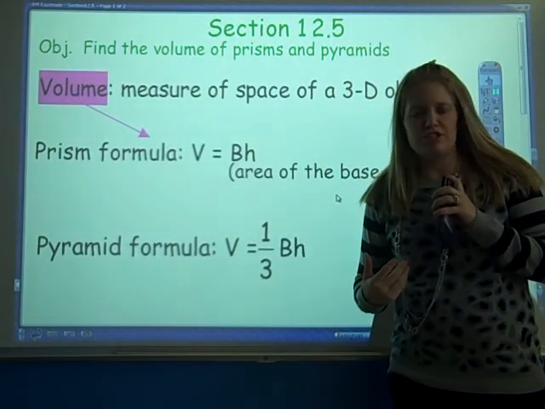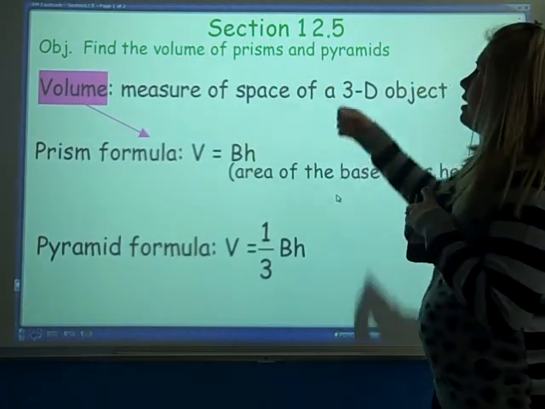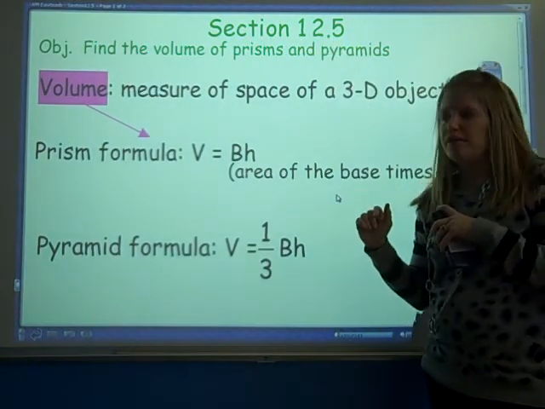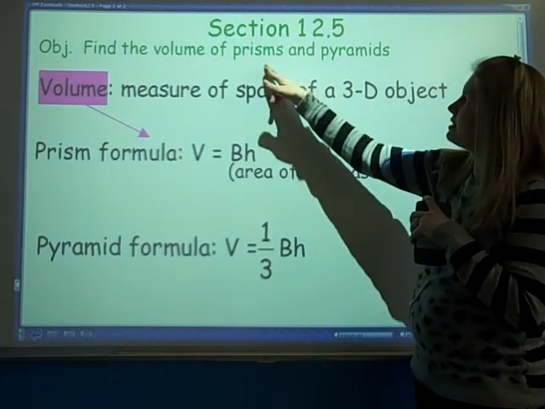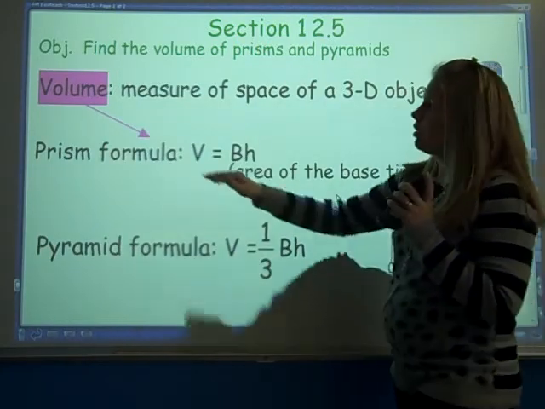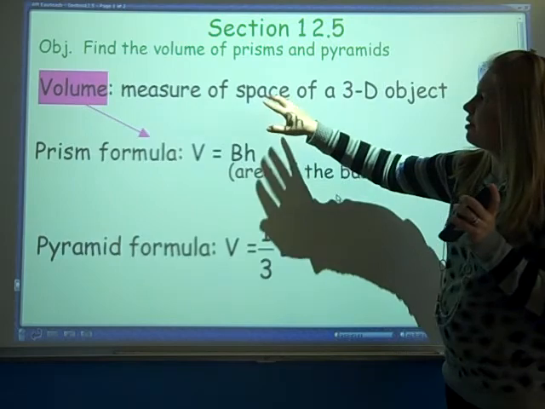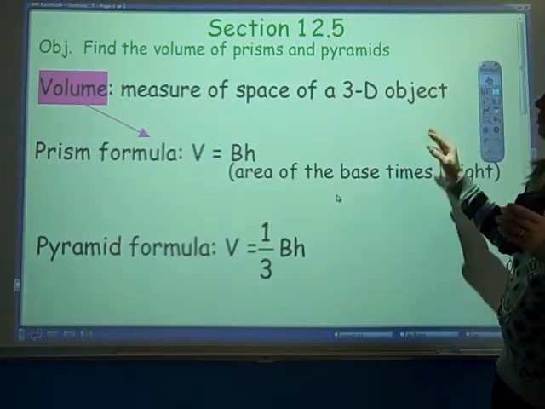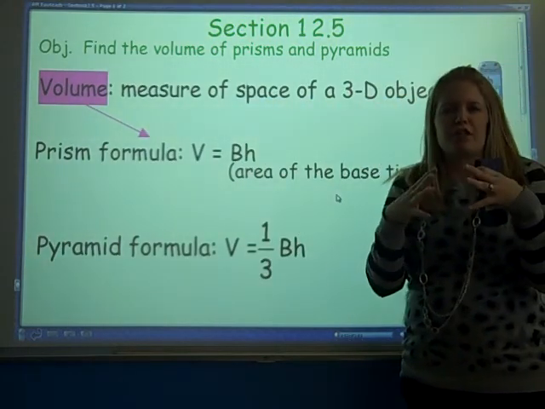Volume of our 3D shapes, where we left off from last time. This is from section 12.5. We're going to be doing volumes of prisms and pyramids today. So, volume is the measure of the space of a 3D object. How much we can fill it with is what volume means.